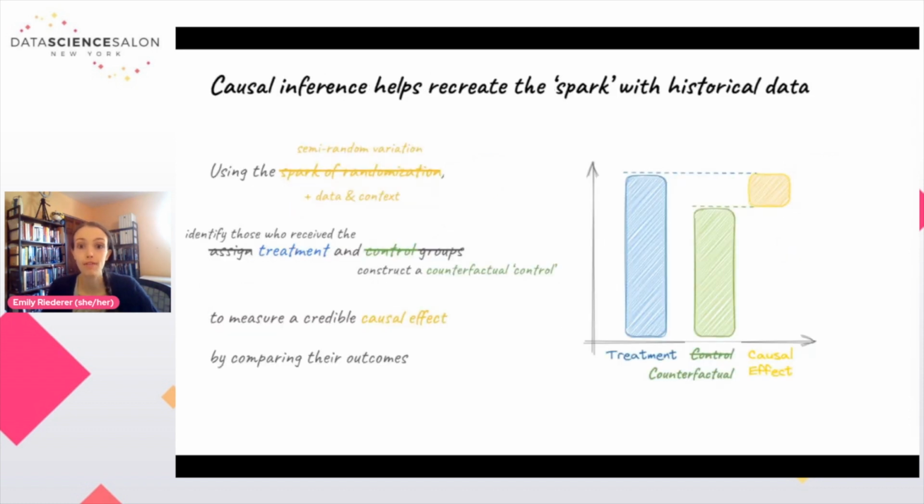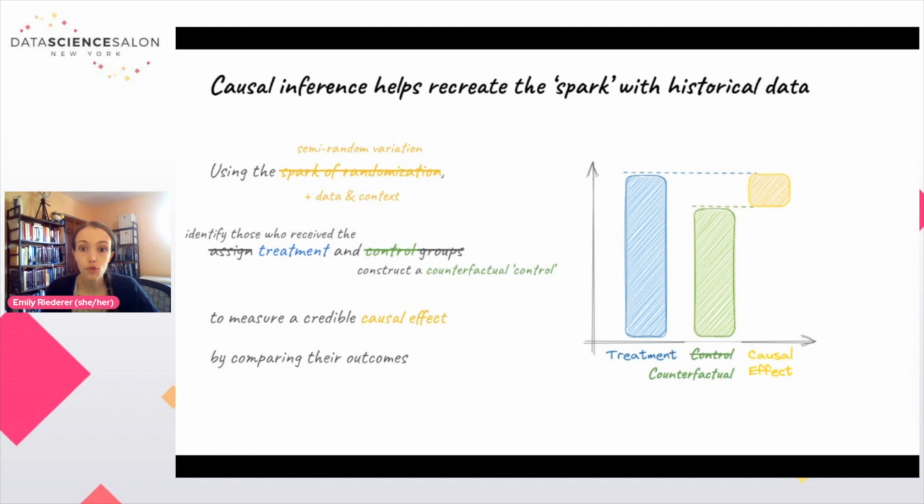That's exactly why I find methods of observational causal inference so compelling. This rich set of methods allows us to credibly measure causal effects from existing observational data without the need to go collect new data through direct experimentation. We do this by replacing that spark of randomization with other sources of semi-random variation between people who did and did not receive the treatment in the past deployment of some strategy.